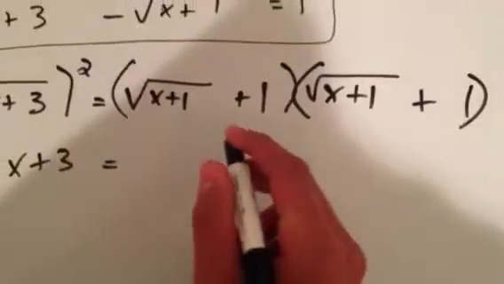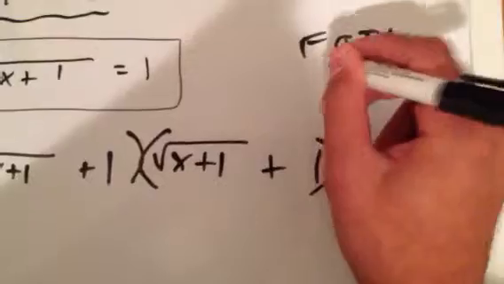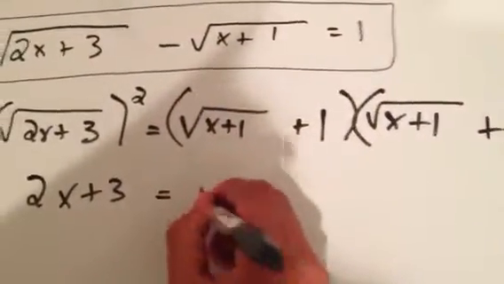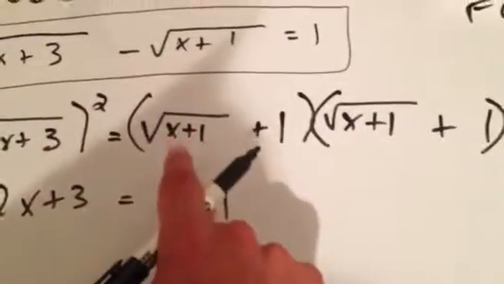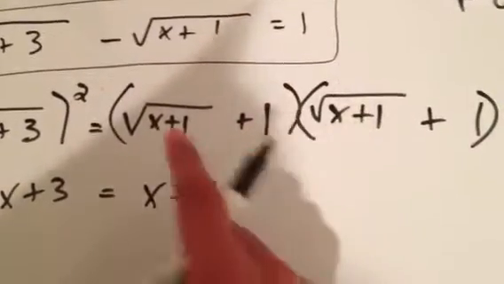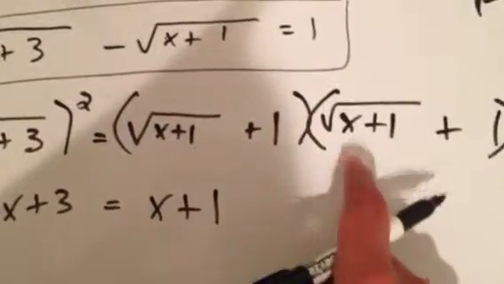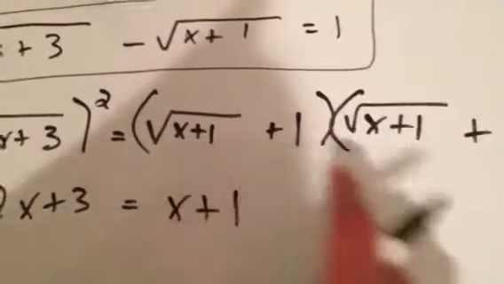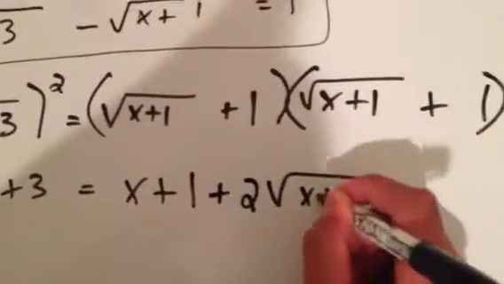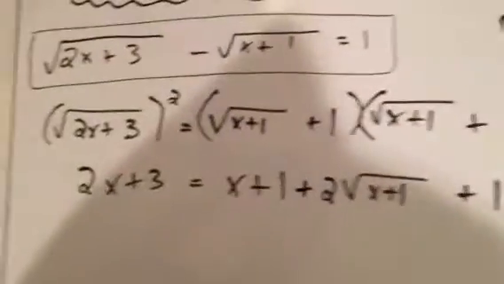Now here, we need to do FOIL, which is first, outer, inner, last. So I'm going to multiply these terms together, which is x plus 1. And then I'm going to take this term times that term. That's going to be plus positive rad x plus 1. And I'm going to multiply these two. That's going to be rad x plus 1. So if I add two rad x plus 1s together, it's going to be 2 times rad x plus 1. And then 1 times 1. So this is what we have.